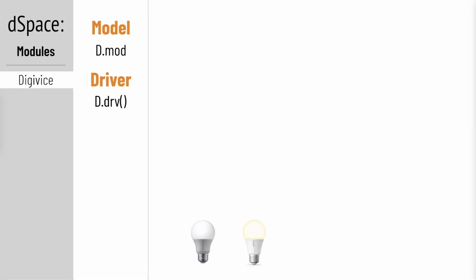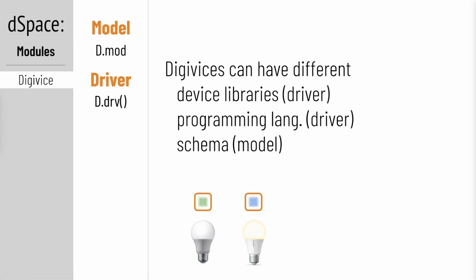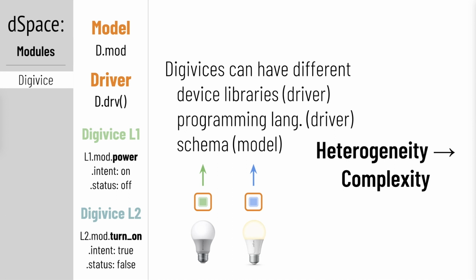So now say we have multiple devices. They can have different features and come from different device vendors. We can represent them using different digivices, where each digivice driver can use different device libraries, programming languages, and their models might also be different. Notice that such heterogeneity can lead to complexity.